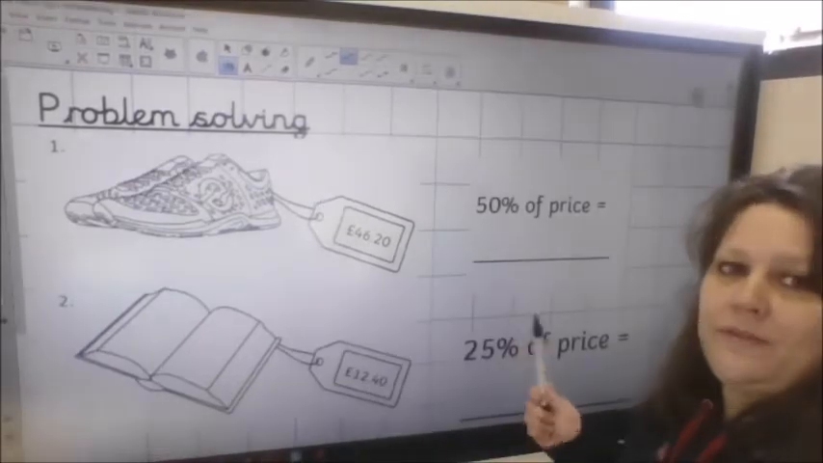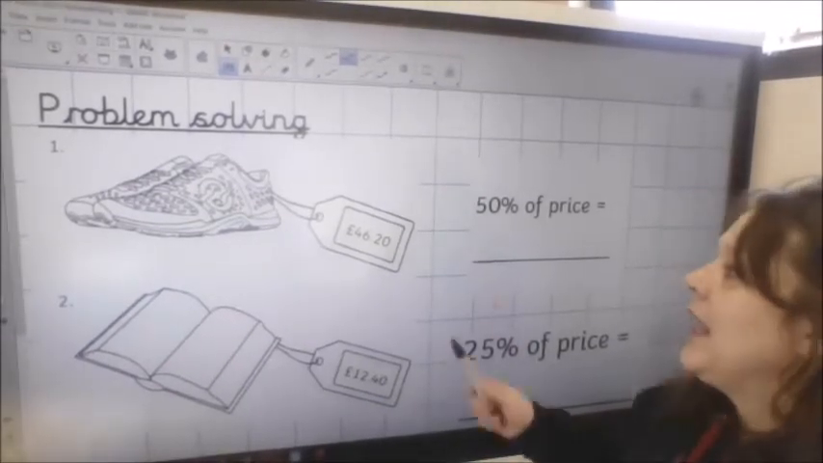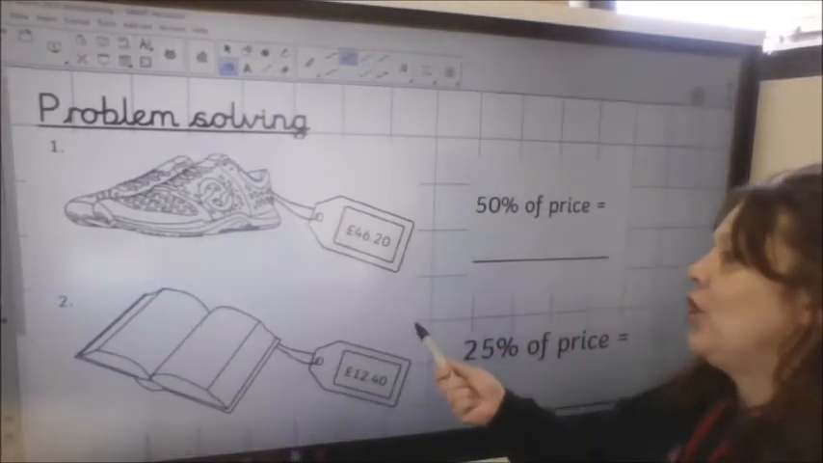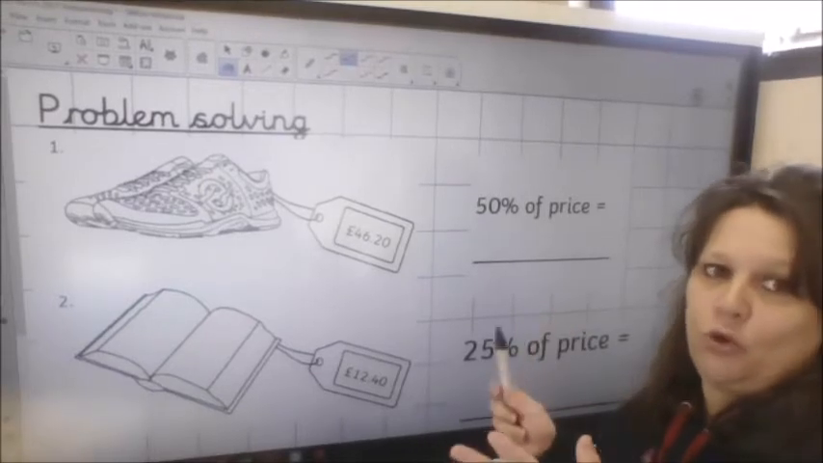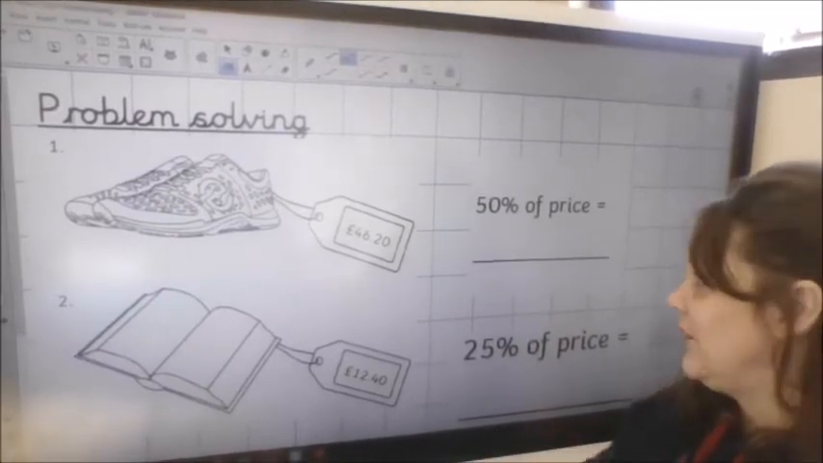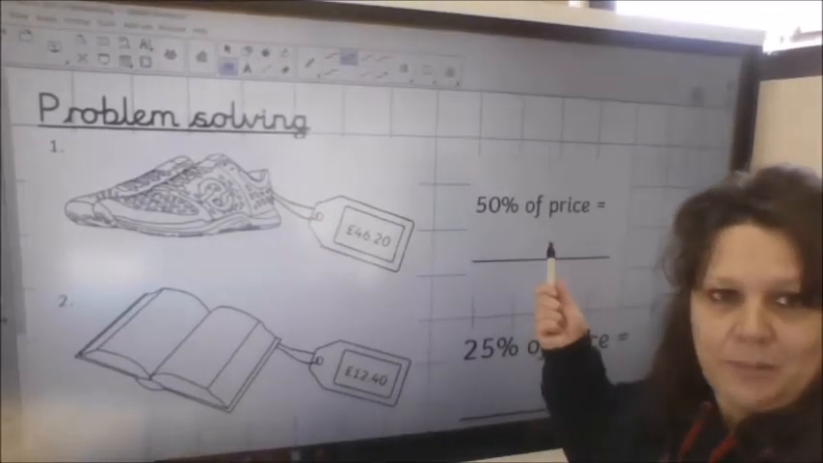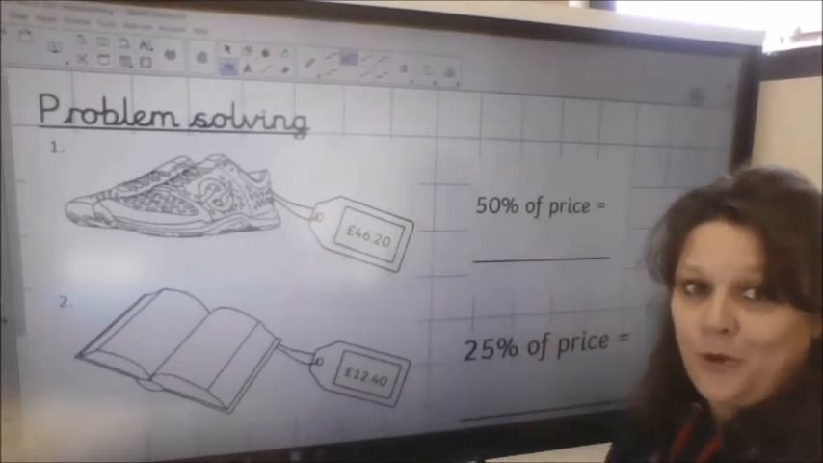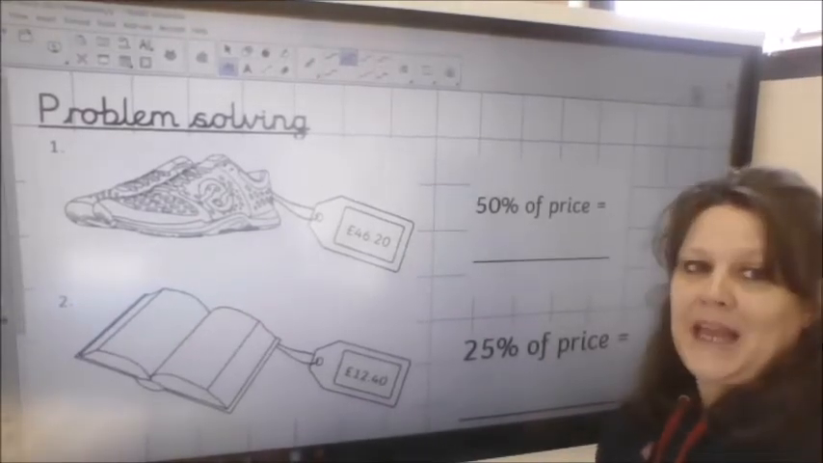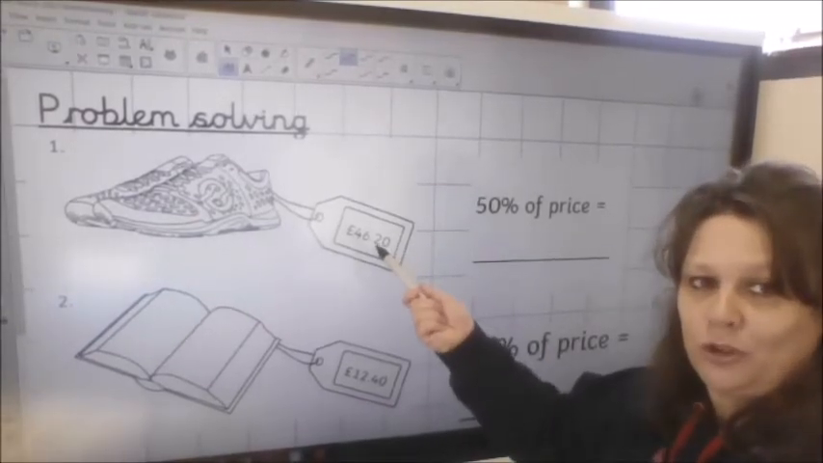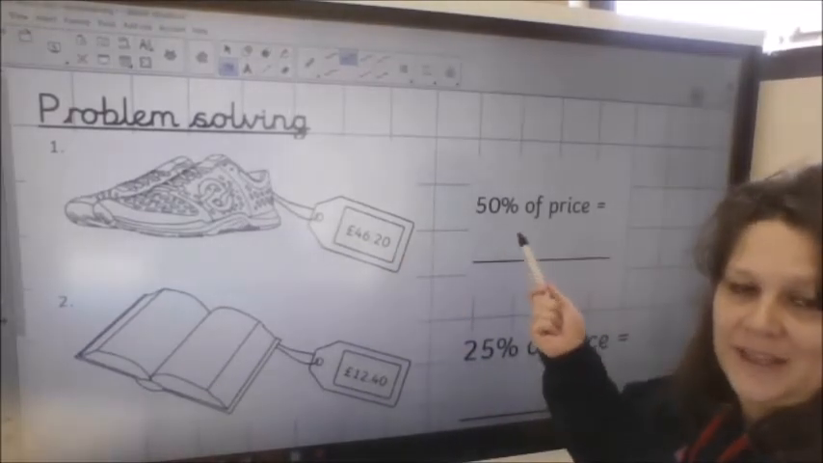So we've got a pair of trainers, and what you are going to do is you are going to have a little look. £46.20 is the retail price, the normal retail price for these spectacular trainers. Now, in the sale, they're 50% off. So now you know how to work that out, because you simply have to divide the original total by 2 to find out what the sale price is.